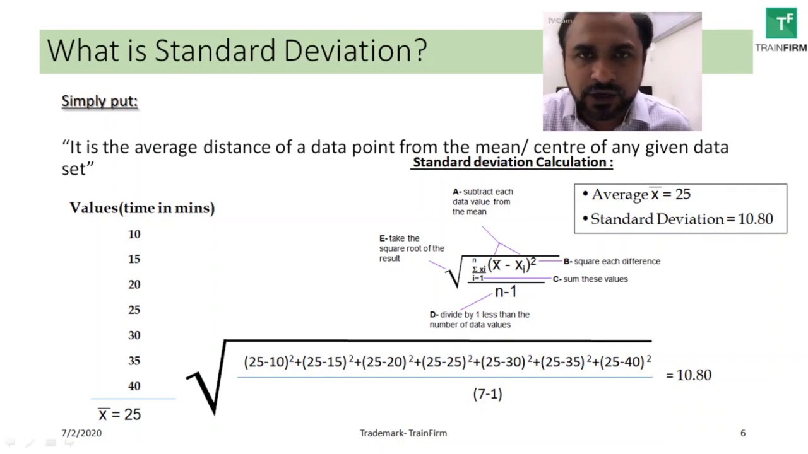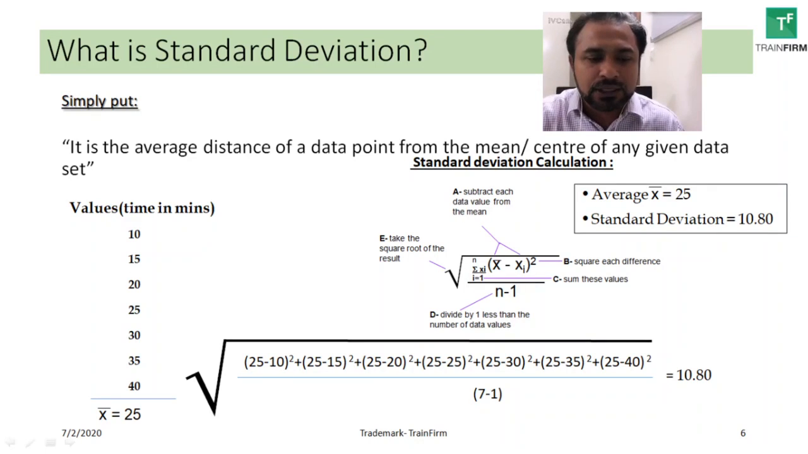This is called degrees of freedom. We will try and understand it a little later. But for now, understand that if the samples are less than 30, we generally use n minus 1. In this case, it's only 7. So this is a smaller sample size, so we generally use n minus 1. If that sample size is more than 30, we generally use n. Okay. So for now, just understand it like that.